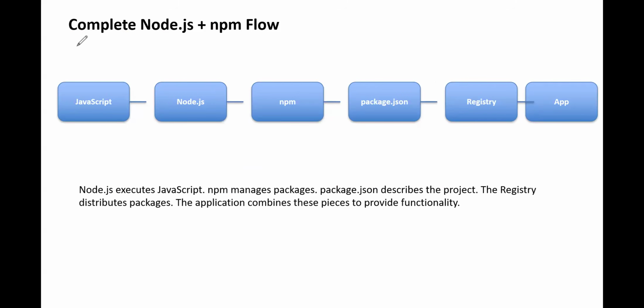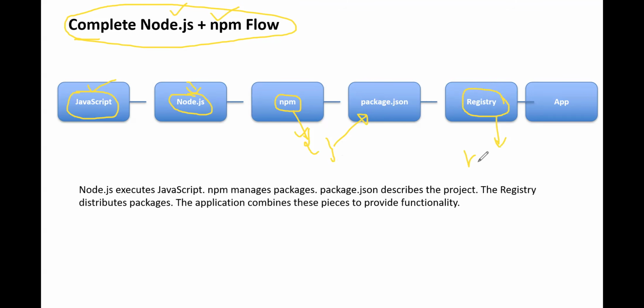So finally, we see the complete Node.js plus NPM flow. Both should be there. You may understand from the previous classes, previous slides. First the developer will write the code in JavaScript. Then the request will go to Node.js. After that, npm will initialize the package.json, that is to store the package details. Then from the registry, we will use the command npm install for installing the required packages.